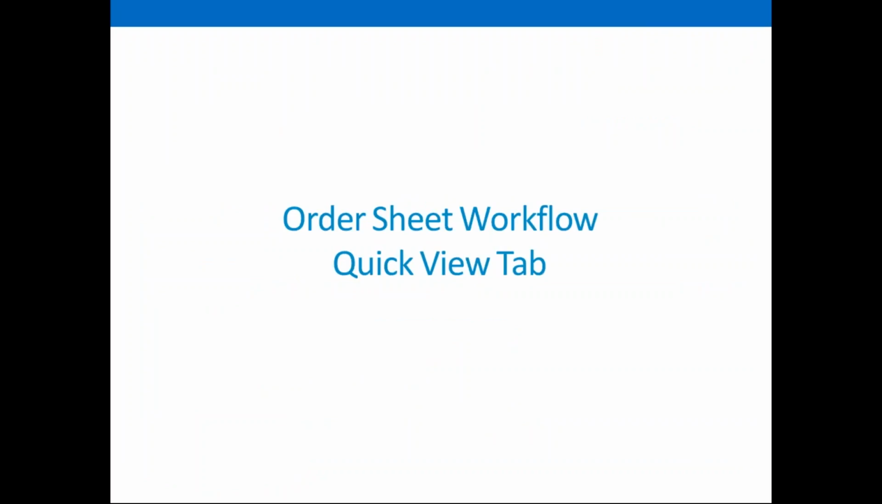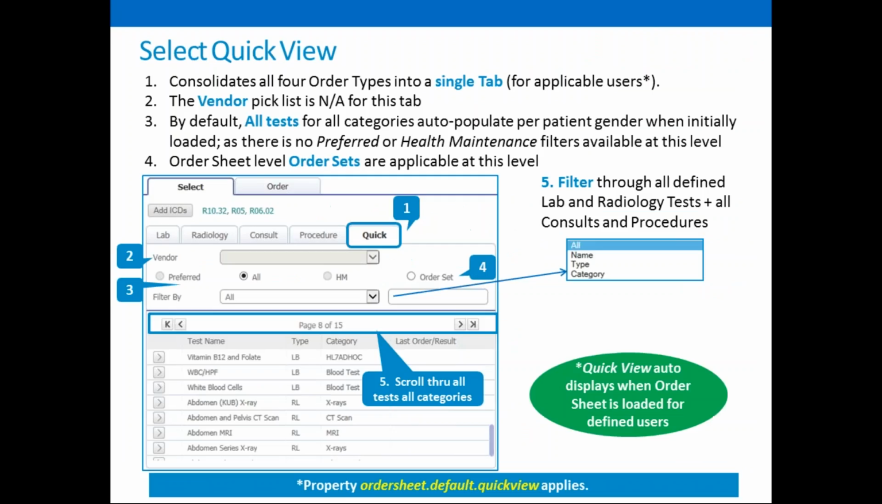Now there was a 5th tab that I didn't really spend any time on called Quick View. On the order type tabs, we just went through Lab, Radiology, Consult, Procedure. There's a 5th tab called Quick. At the bottom of my slide here, you see a property that you can define, user profile types, doctor, nurse, medical assistant, and so on, who would like to use the Quick tab by default instead of clicking each individual order type. The Quick tab is a singular tab that combines all of those other 4. So then you just scroll through one big window there at the bottom.